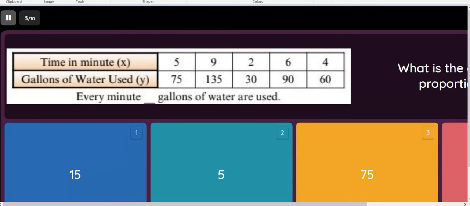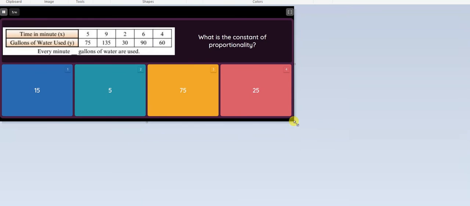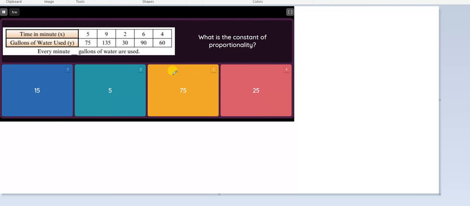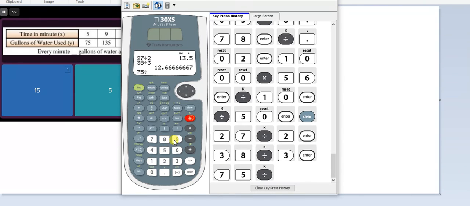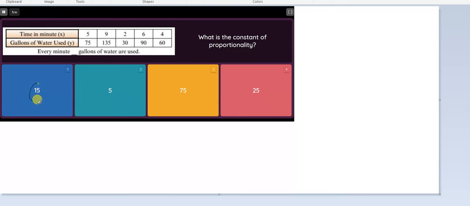All right, so this is number 3. What is the constant of proportionality? So on this particular one, you always want to take the y value and divide by the x. So we want to do 75 divided by 5, 135 divided by 9, and so on. Or you could take 60 and divide it by 4, however you want to go about that. But when you divide them, you see that the constant is 15. So we want to pick 15 for this one because they all are getting multiplied by 15 to go down to the bottom number constantly.